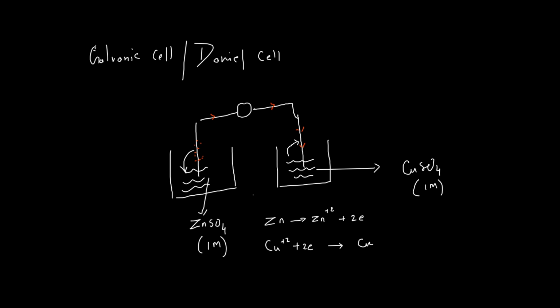Since electron density is higher here, it gets the minus sign, but oxidation is happening, so we name it the anode. Here, since electrons are getting consumed from the solution, it gets the positive sign, and reduction is happening, so we name it the cathode.